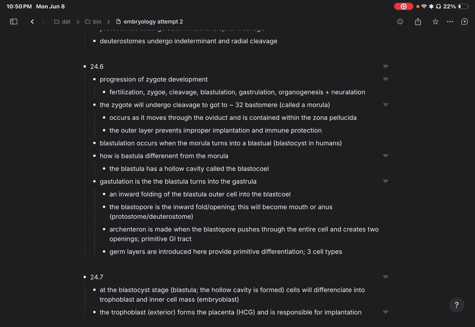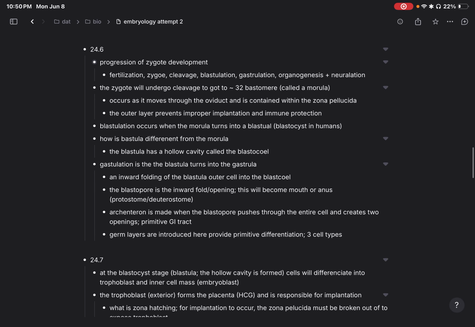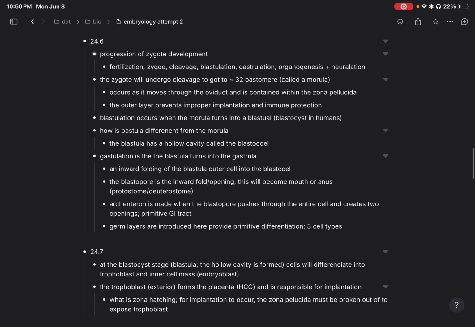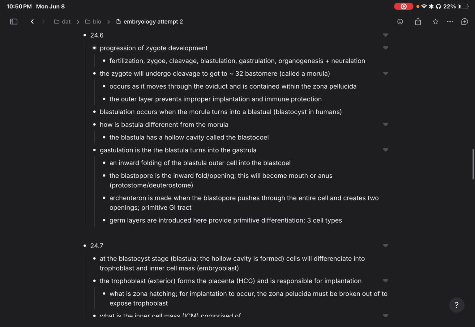Okay, so now we're just continuing on with the progression of the zygote development. First we have fertilization, the zygote forms, cleavage, blastulation, gastrulation, organogenesis, and neurulation. Currently we're going to talk about cleavage, blastulation, etc. So the zygote will undergo cleavage and get to a blastomere stage, which is simply like a 32-cell zygote, which also happens to be called a morula.